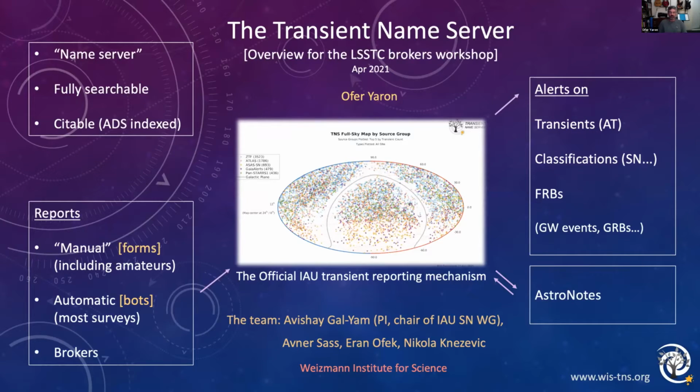And the team consists of Avishai Gal-Yam, who's the head of the group, and he's also the chair of the IAU Supernova Working Group under Division D. So by the way, if you're dealing with supernovae, please feel completely free to join the working group. In principle, the TNS is governed by the decisions that are made at the Supernova Working Group. And we have Avner Sass, who's behind most of the code, Eran Ofek, whom many of you probably know, and Nikola Knežević. He's actually a PhD student in Belgrade, and he's managing a lot of the scripts and things that are related to TNS and WISeREP.